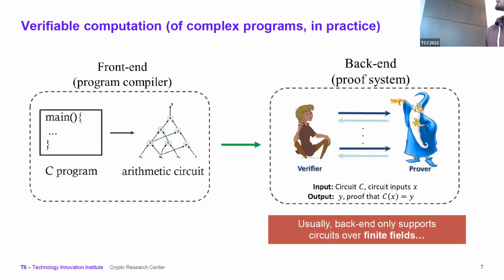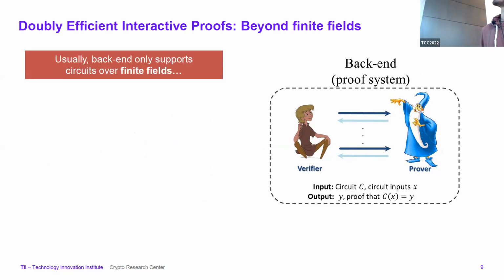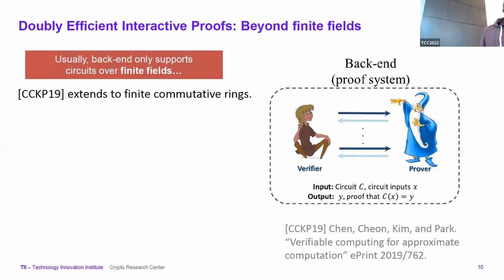The fact that the backend is limited to finite fields is a limitation for the front end, because it's going to be more complicated. You have to compile from your program down to finite fields. So as I said, usually the backend only works over finite fields. There's one exception I want to mention.